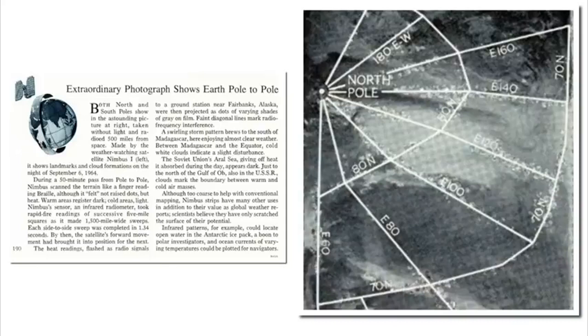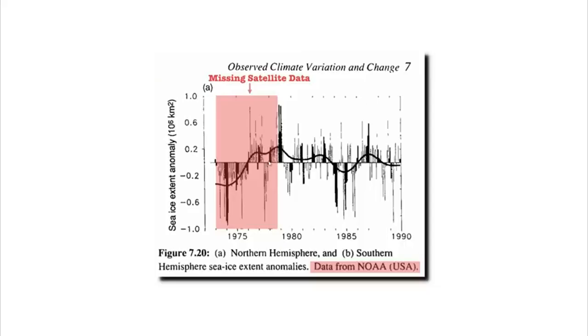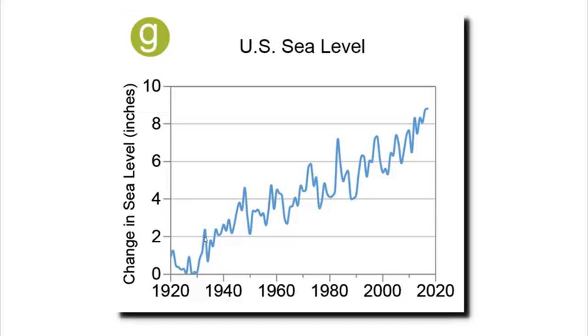This is from the February 1965 issue of National Geographic. It's a satellite photo of Arctic sea ice looking down on the North Pole. It's pretty clear why the National Climate Assessment is hiding all the pre-1979 data, because it would wreck their linear downwards trend line.